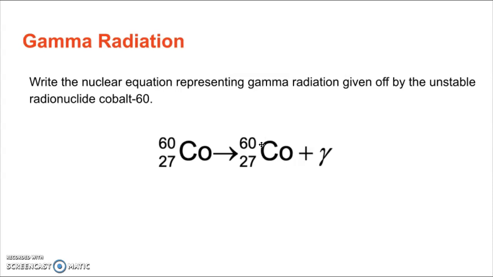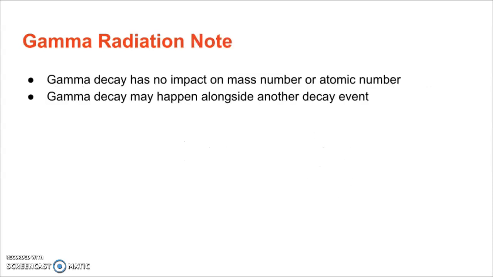So for every gamma radiation that occurs, my element does not change at all. All it does is it gives off energy. Gamma radiation has no impact on a mass number or atomic number. It stays the same and only gives off energy. And gamma decay can happen alongside another decay event, meaning I can have beta decay and also gamma rays. I can have alpha decay and have gamma rays. So it can happen alongside another type of radiation.